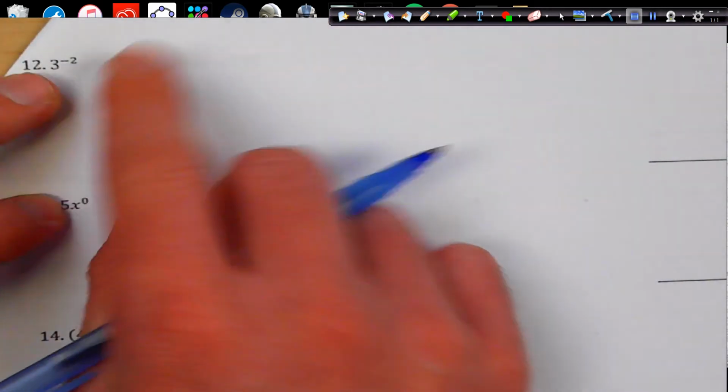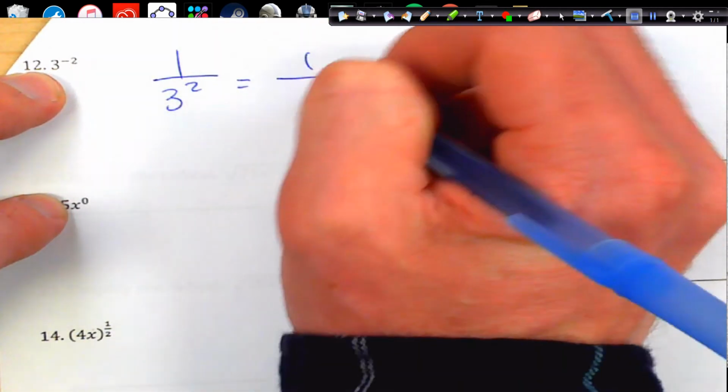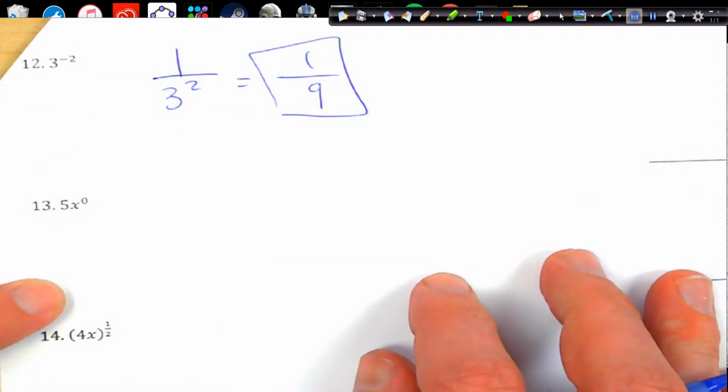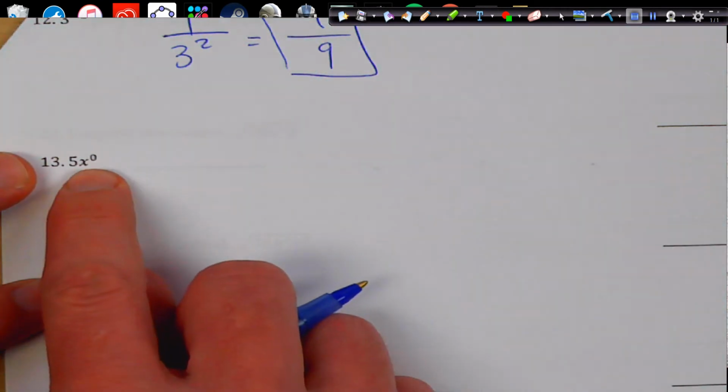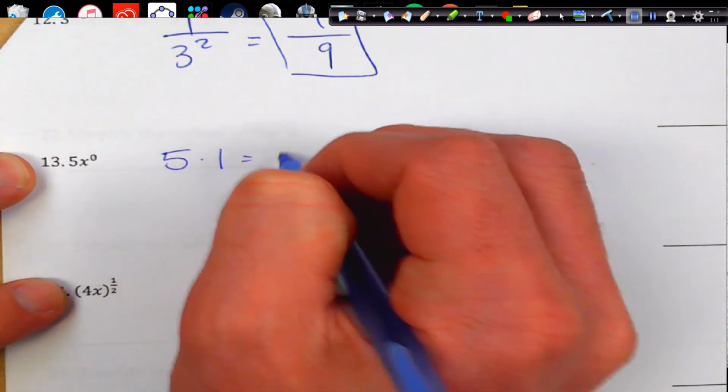3 to the negative 2nd power, to get rid of the negative, we put it underneath, and then square it, we get 1 over 9. X has a 0 power, so it becomes 1. The 5 does not, so it's just 5 times 1, which is just 5.